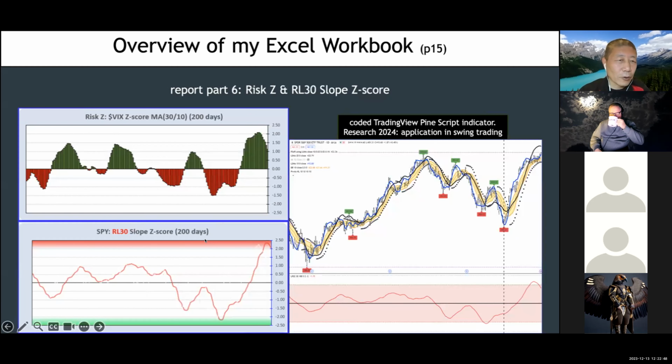This is the Z-score, the risk Z and SPY 30 slope. One thing, I actually coded this into TradingView, so you can look at it from TradingView. Take a look at the Kata 2 pattern on risk Z. The risk Z is so smooth.